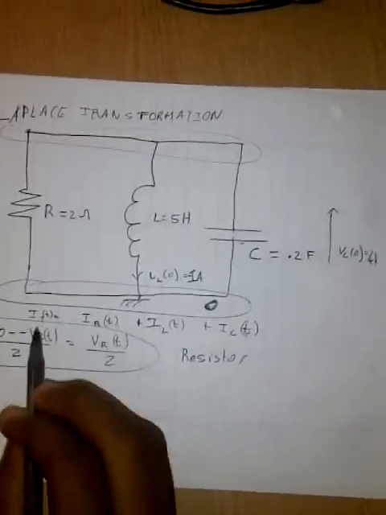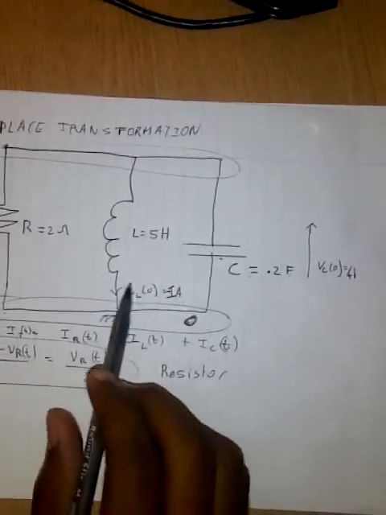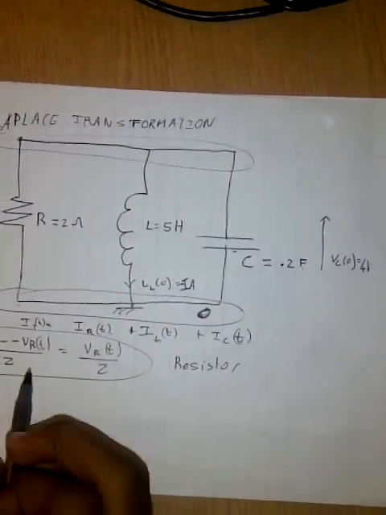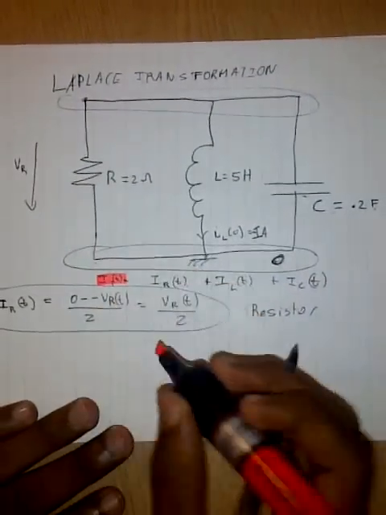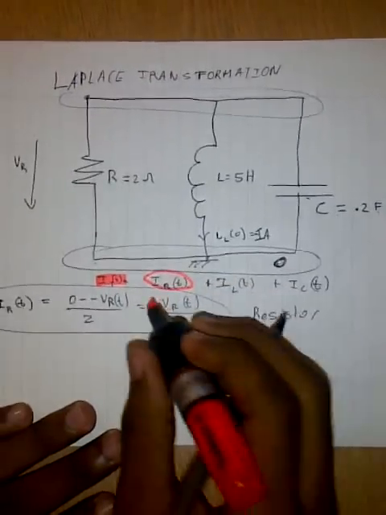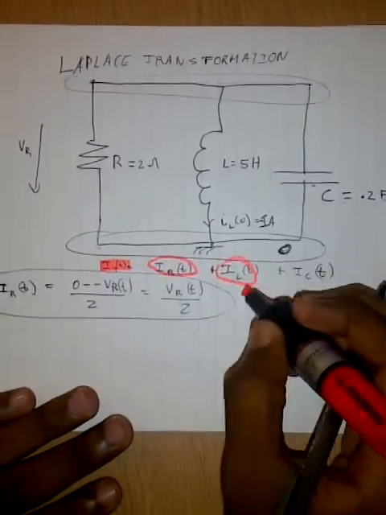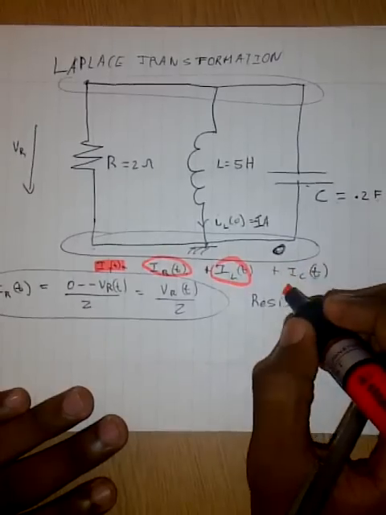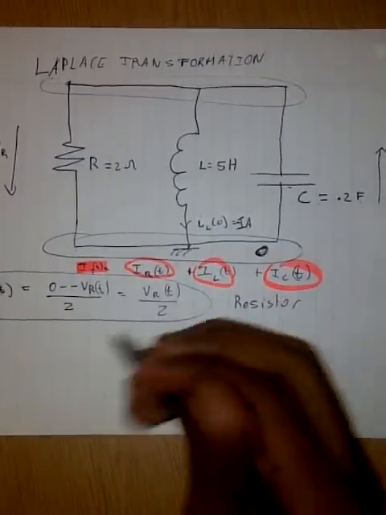That means that we need to add the total current, because the currents will be different in them. For the resistance, here's the total current. So you have IT being equal to IRT plus ILT plus ICT, all of them with respect to time.